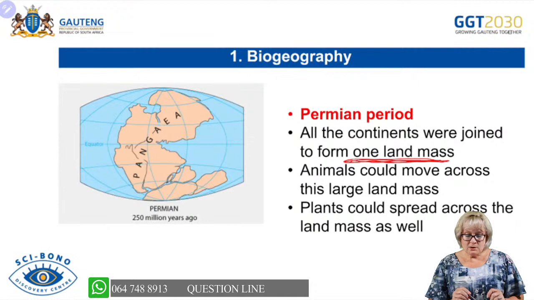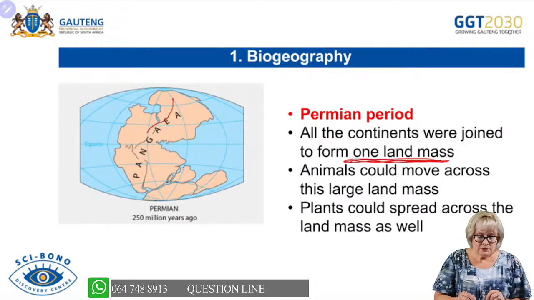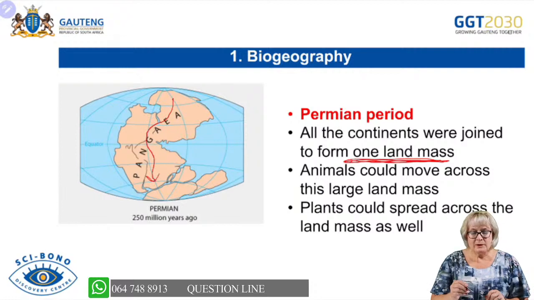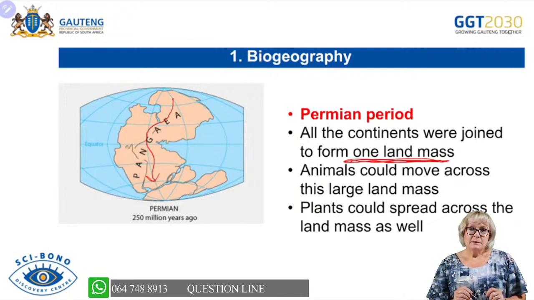Animals could move across this large landmass. So animals from the north could, if they wanted to, move all the way to the south. Plants could also spread across the landmass because there was nothing stopping them, nothing blocking them from going from north to south or south to north. All right, so this is how Earth looked about 250 million years ago.